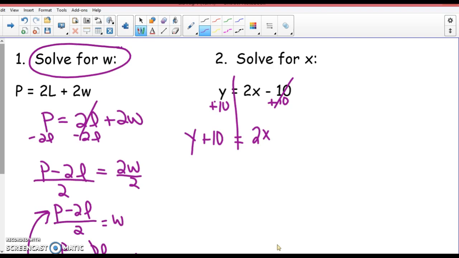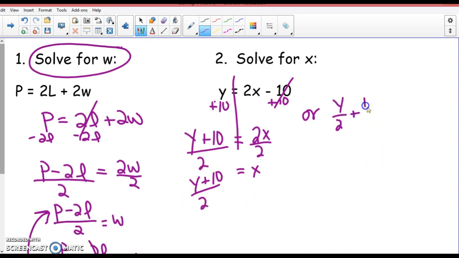How do I finish solving for x, Casey? Divide both sides by 2, which is going to give me x equals, and I can leave my answer written like that. Or I can write this as two fractions. Y divided by 2 plus 10 divided by 2, which would clean up to be y divided by 2 plus 5. Both of these things are the same. Do you see that?